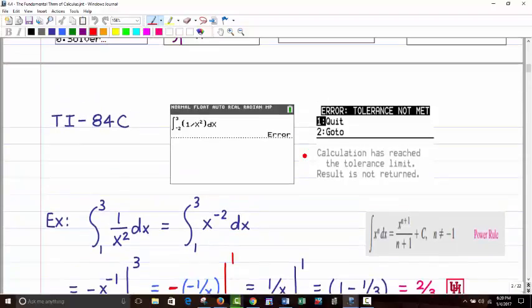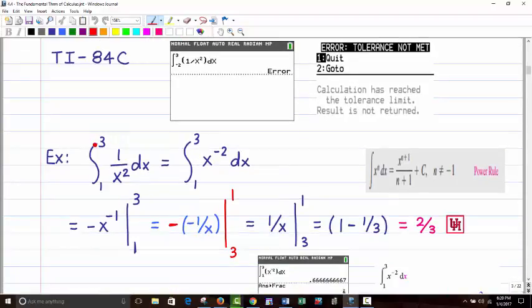Now, let's say you wanted to evaluate this from 1 to 3. 1 to 3 would be acceptable because 0 is not in that interval. There's no discontinuities for 1 over x squared from 1 to 3.